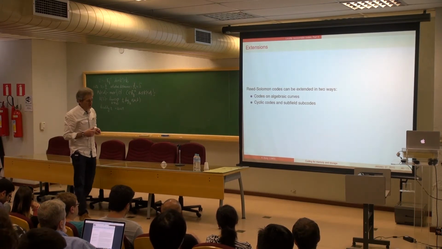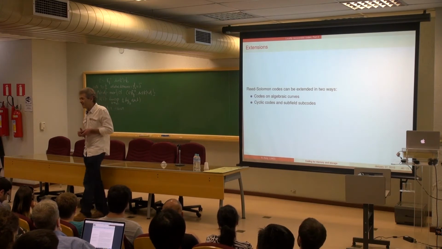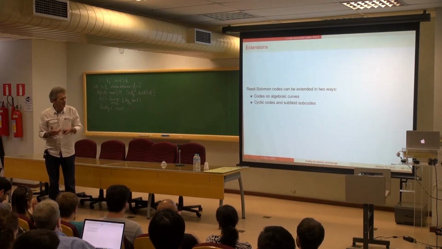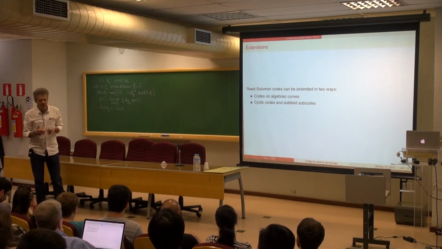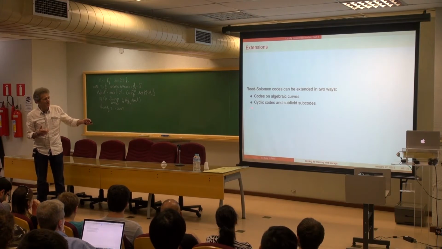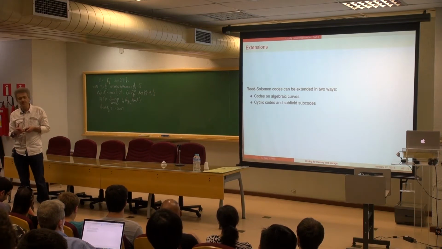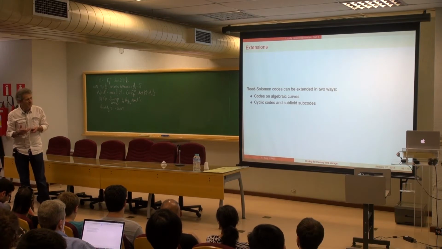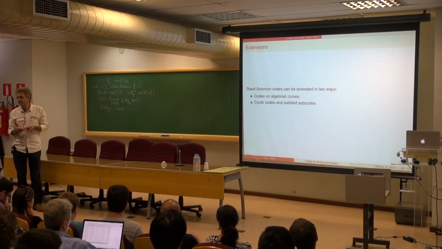So Reed-Solomon codes can be extended in two ways. And I'm saying this perhaps because I should first say why they should be extended. But, well, the order has been switched. So they can be extended to codes on algebraic curves, and then we can consider cyclic codes and BCH-like codes if needed, if we want codes over smaller alphabets. Let me motivate the need for these extensions.